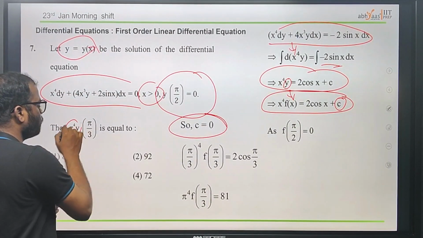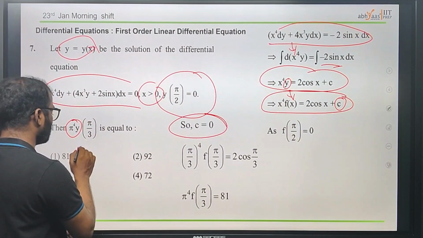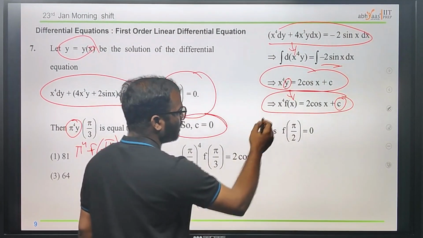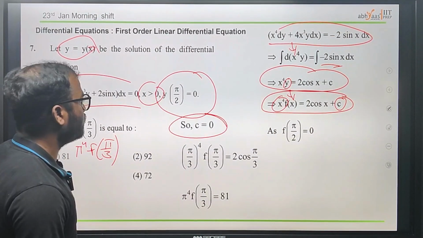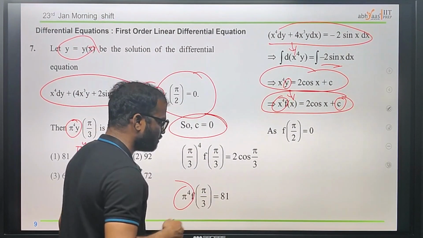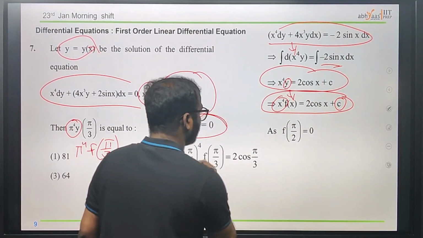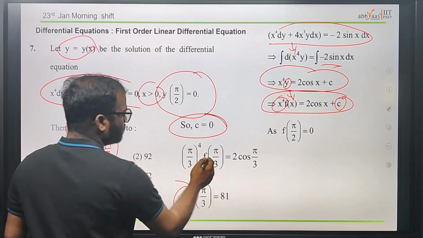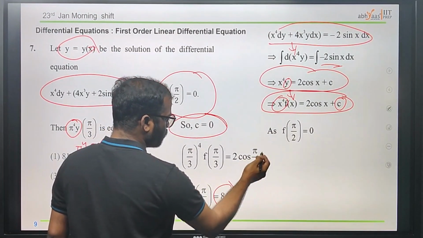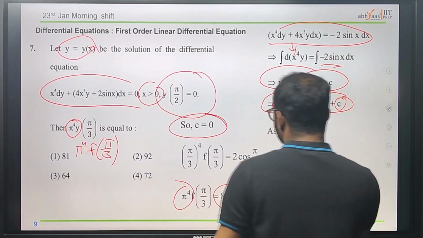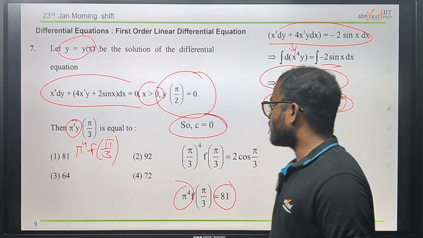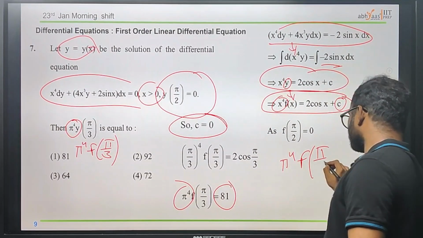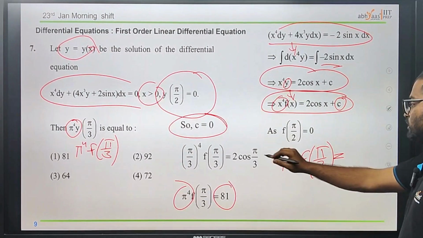Now we need to find pi power 4 into f of pi by 3. Just multiply with that thing and substitute pi by 3. First substitute pi by 3. After some simplifications it leads to 81. We have cos pi by 3, which is nothing but cos 60, which is 1 by 2. The 1 by 2 can cancel out, and it's pi power 4 and f of pi by 3, which will be equal to 1.